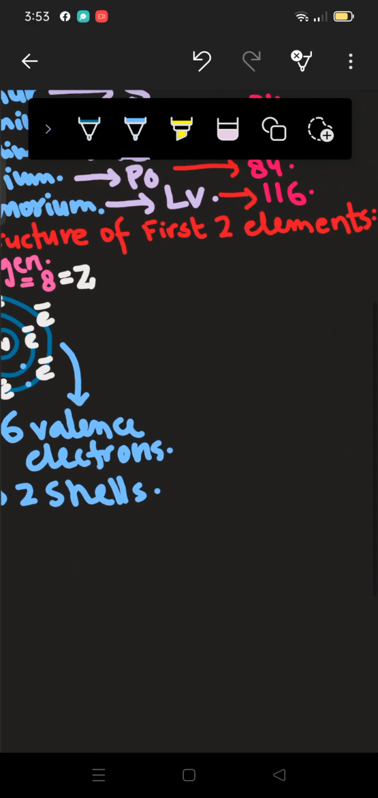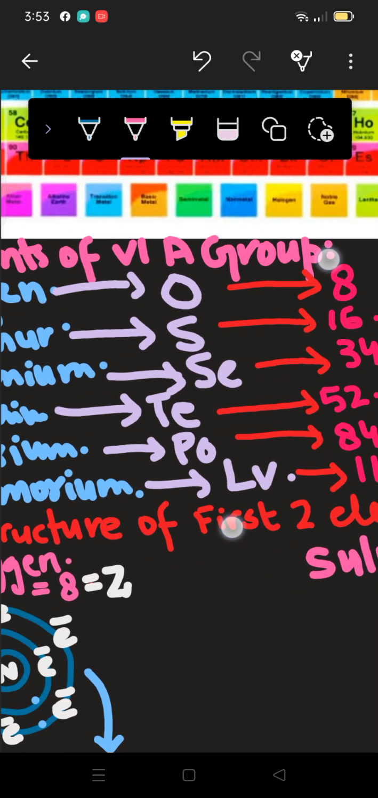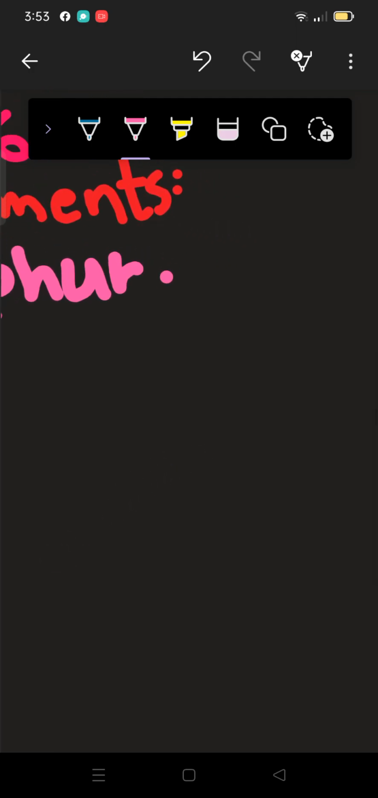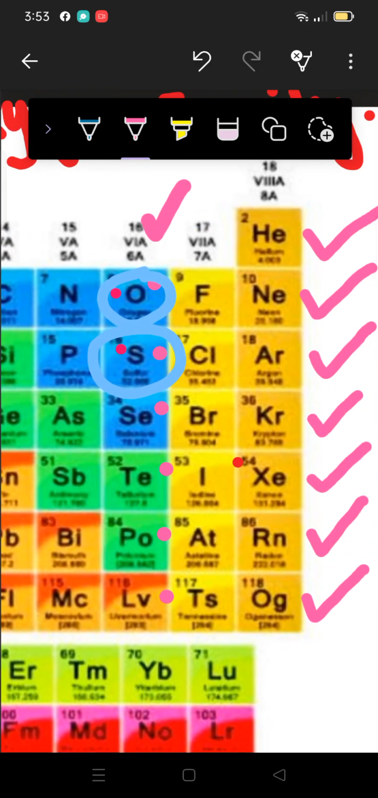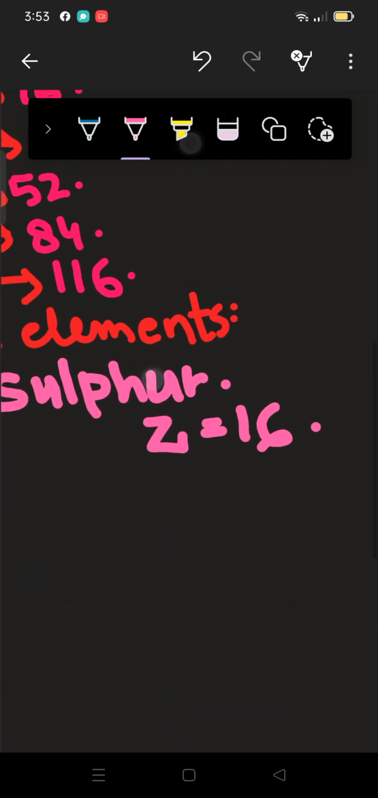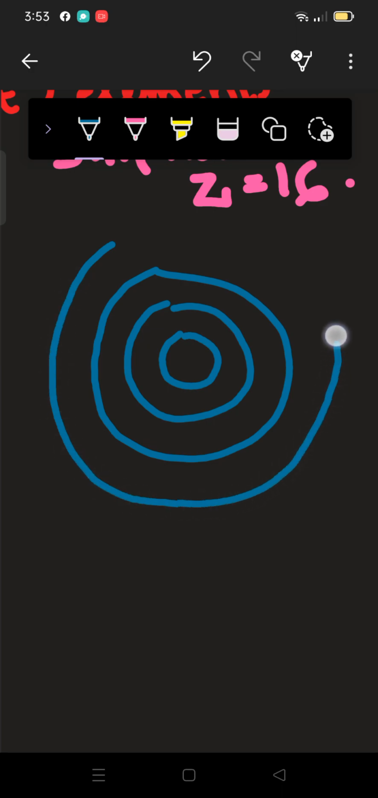Alright, so now I am going to make the structure of sulfur. As you can see here, the sulfur atomic number is 16. Since sulfur is in the third period, it will have 3 shells. So now I'm going to make the structure. This is the nucleus, this is the first shell, this is the second shell. Since it has three shells, I'm going to make three shells.